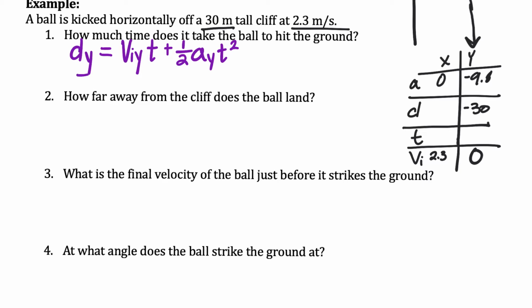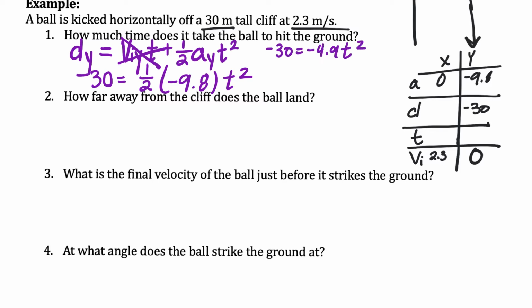I know distance, or my displacement here, is negative 30. My initial velocity in the vertical is 0, so that's going to cancel this out, leaving me with 1/2 times negative 9.8 times time squared. To simplify that, you're going to have negative 30 equals negative 4.9 times time squared. Divide that negative 4.9 over. That is going to give you 6.12 equals time squared. And then square root both sides, and you get time of 2.5 seconds.